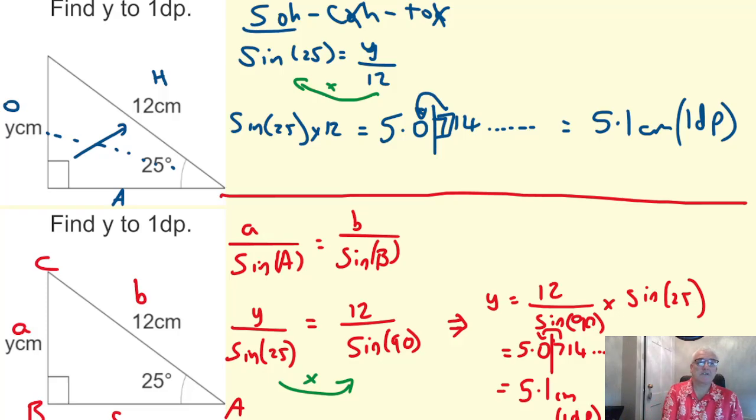Okay, hopefully that makes sense. And just choose whichever ratio you want, whether you want to use SOHCAHTOA or the Sine Rule.